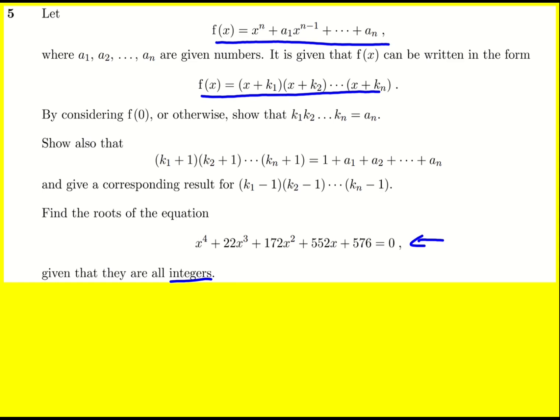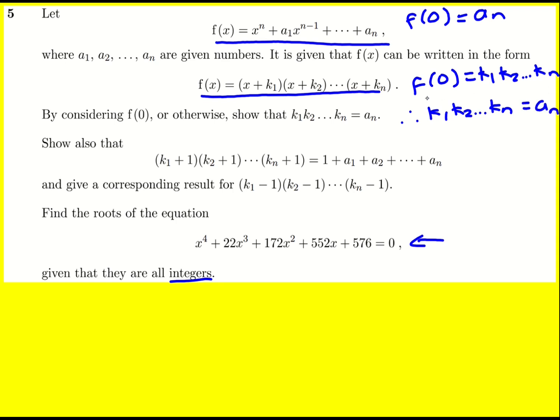It then says, by considering f(0), prove this formula here. Well, I'm going to take the first bit and find f(0), and that's just going to leave me a_n because all the x's are just 0. And then if I put f(0) into the second one, then I'll get 0 plus k1, that's just k1. 0 plus k2, that's just k2. You can see we're just timesing them together up to kn. And the result follows. Therefore, k1, k2 up to kn is equal to a_n. Done.